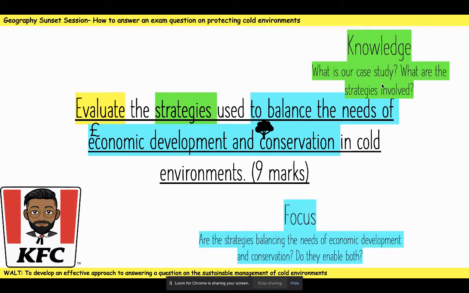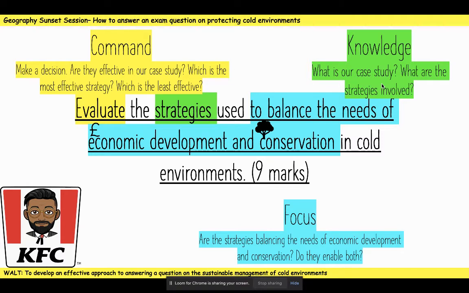Okay, what about the focus of this question? Well, the focus of this question is asking me, are the strategies balancing the needs of economic development and conservation? Or in more simple terms, are these strategies very good at balancing money and nature? Are there some strategies that put more emphasis on money, economic development, or are there some strategies that put more emphasis on looking after the environment? That's the discussion I'm going to need to have in my answer.